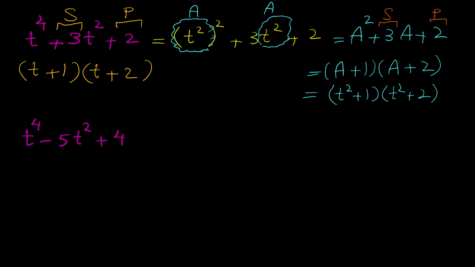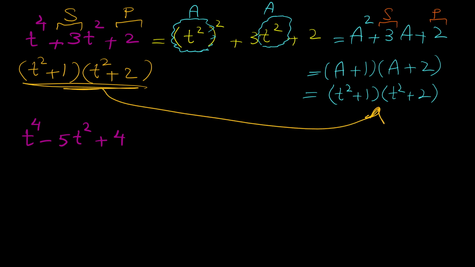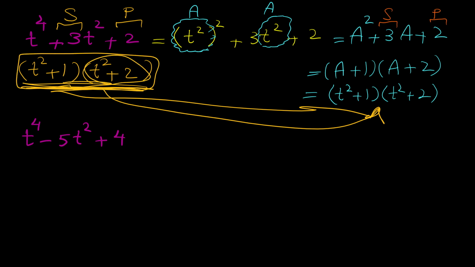Because we need t4, in each bracket we have to put t2, of course. So t2 in each bracket we need. So t2 here, t2 here. This answer is the same as this answer. And if you want to make sure this answer is right, multiply these two brackets by each other, you would get the same answer. T2 times T2 would be T4.